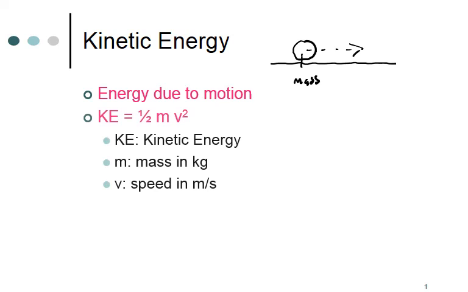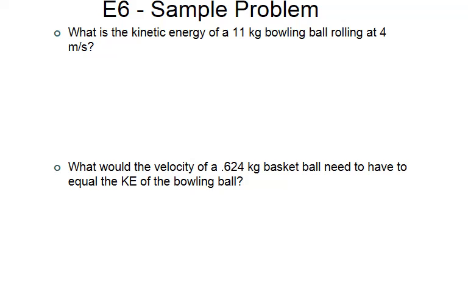So we calculate kinetic energy by multiplying 1/2 times the mass in kilograms times the speed in meters per second. It's speed because energy is a scalar, and so there's no direction with energy, and the unit is the joule for kinetic energy. So we're going to start out with this sample problem.